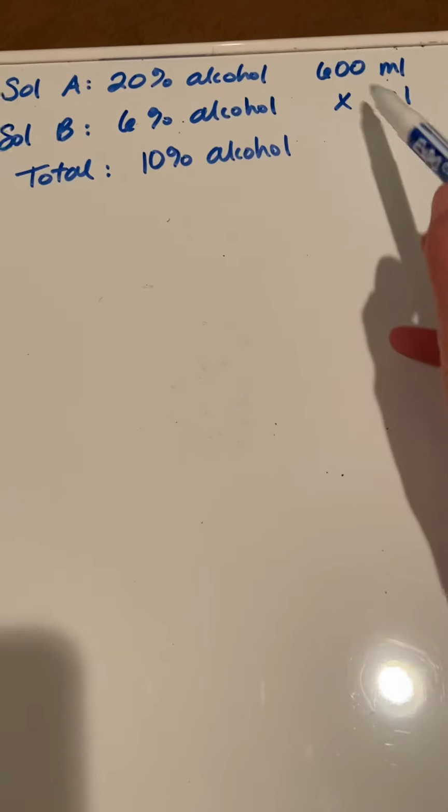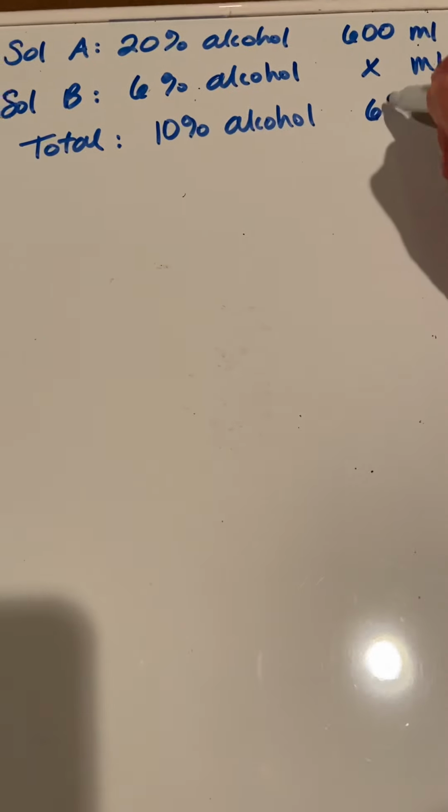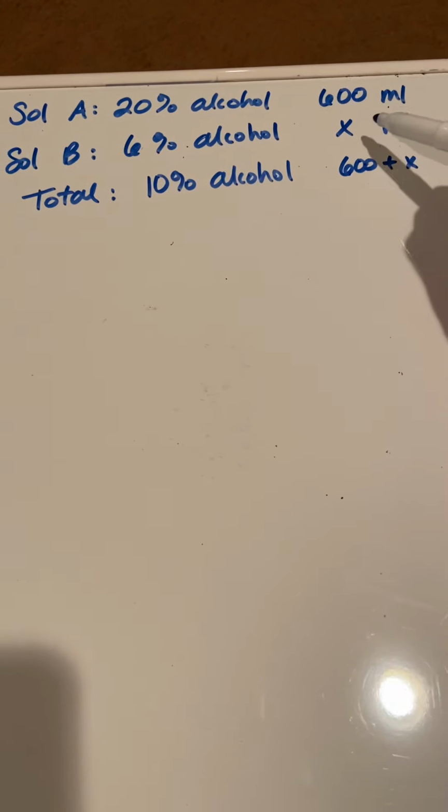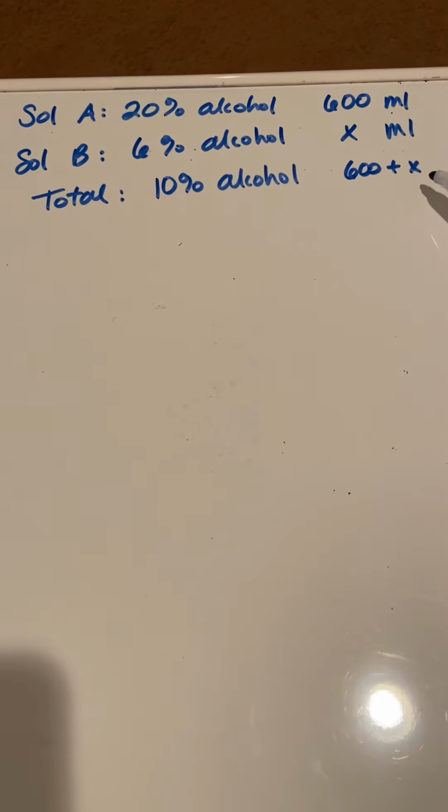And the way we can represent the volume of the total is we would say 600 plus X, because it's the 600 milliliters from solution A and the X milliliters from solution B.